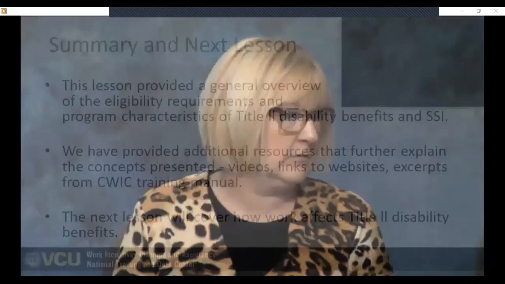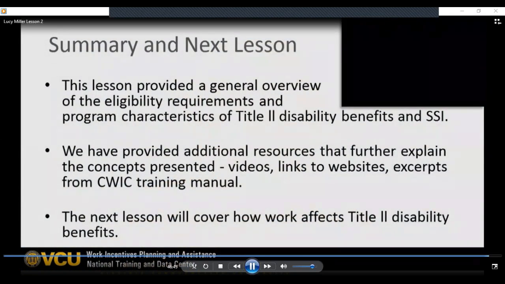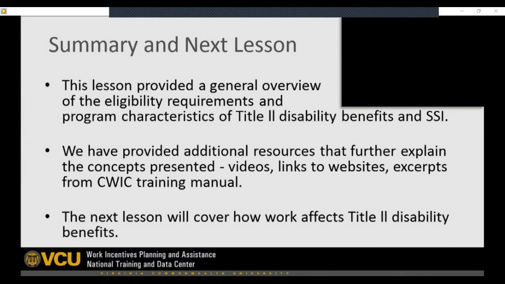So let's summarize where we've been. That wasn't so painful, right? So, lesson 2, we're just giving you the overview, the lay of the land. And then in the next lesson, we'll move into the specifics of one of the benefit programs. The next one, we'll start with the Title II disability benefits.